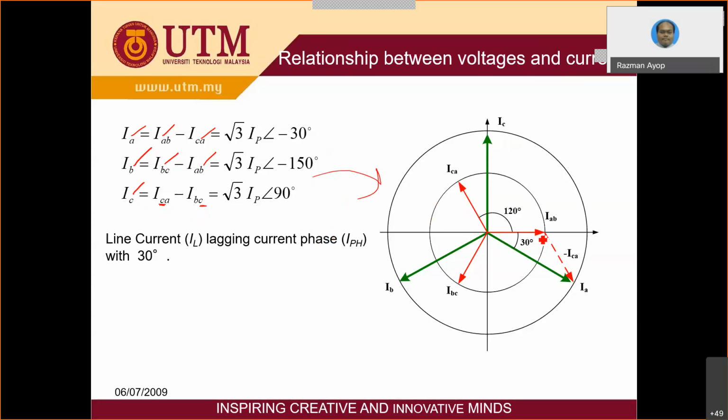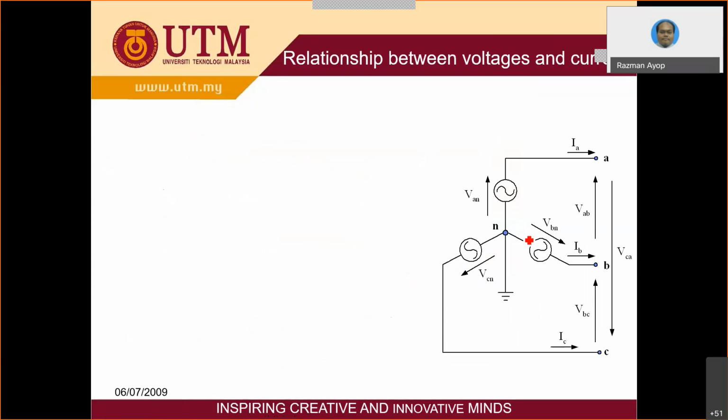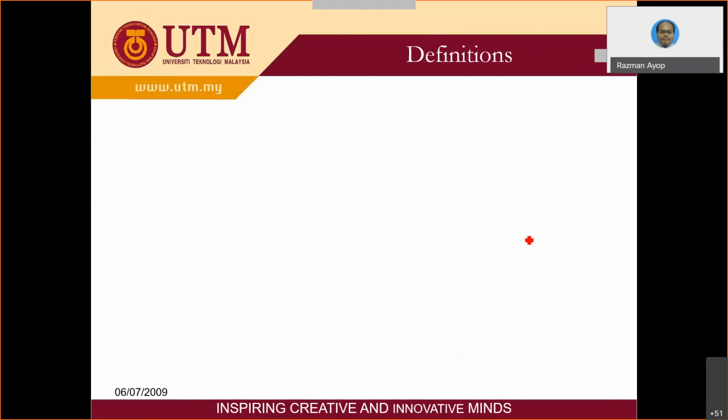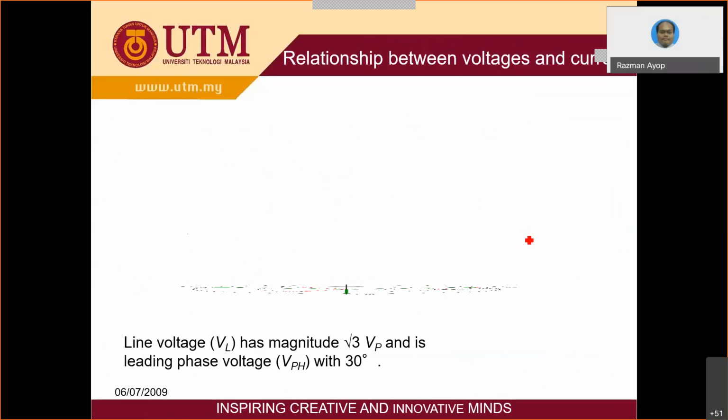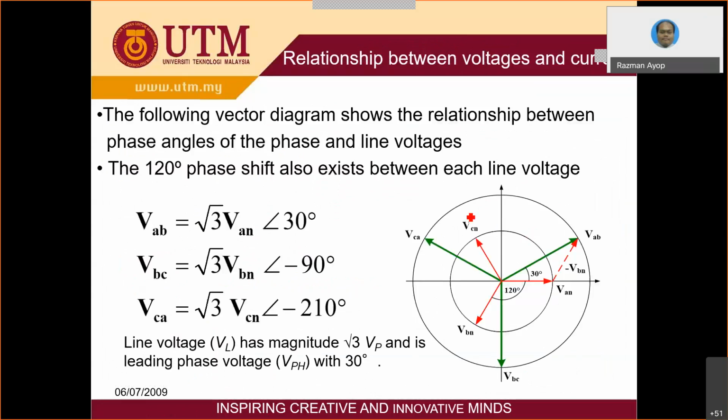For the red one, IAB is the phase current. Phase current is usually much smaller. Same as voltage here. This also shows for voltage, where phase voltage is smaller. Make sure it is 30 degrees apart. Make sure you know how to draw this. Basically you just draw back what you have calculated.